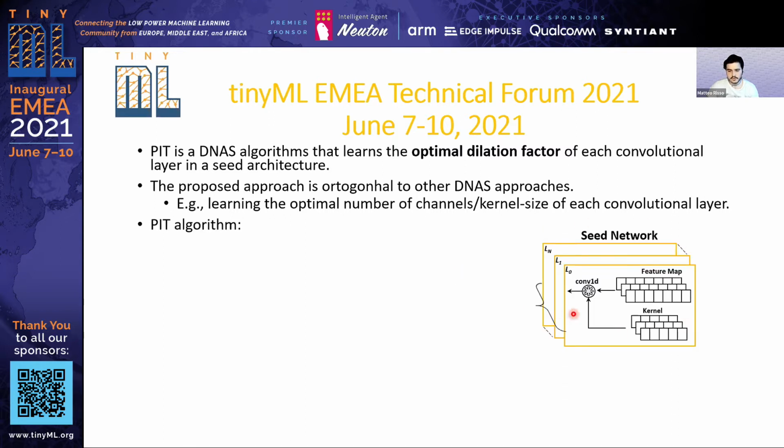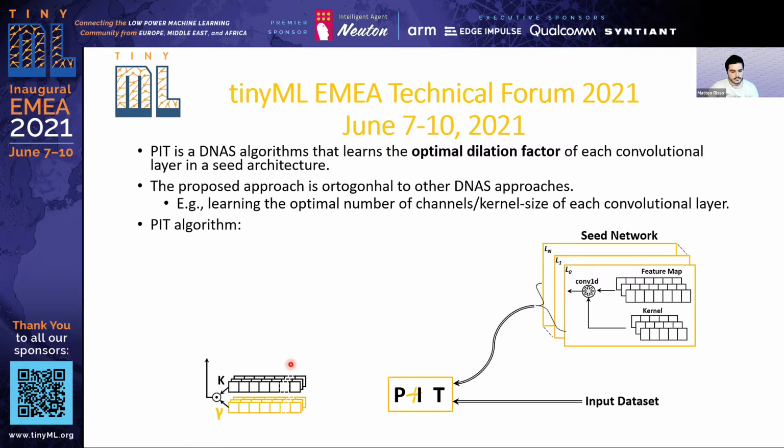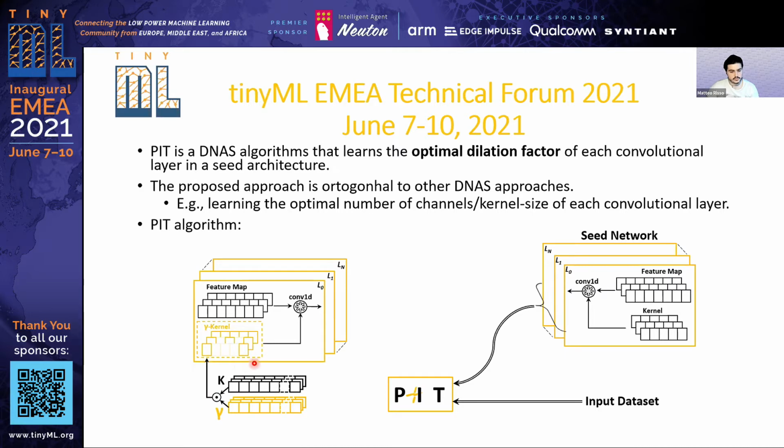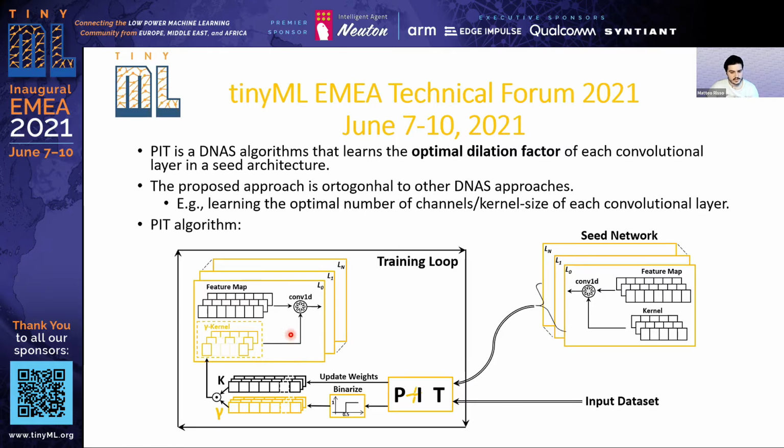As said, we start from a seed network and a certain input dataset, and in our algorithm, we couple the normal kernel tensor K with an additional binary trainable mask gamma. This mask gamma encodes the different dilation factors that we want to explore in our search. Then the pointwise multiplication of the two is performed, and the resulting kernel is used to replace the normal one in the basic architecture. The architecture is then inserted in a normal training loop where we can train at the same time the normal weights K as well as the gamma parameters.